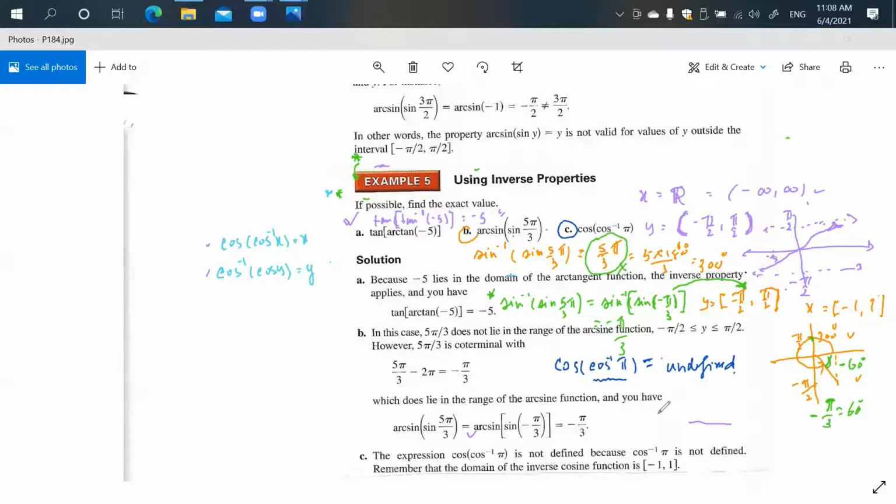Okay. Because the domain of this inverse sine function is what? -1 and 1. Don't forget right here. Because this one is the x now, right? The whole thing is the domain. Okay, and then this one is out of bounds.